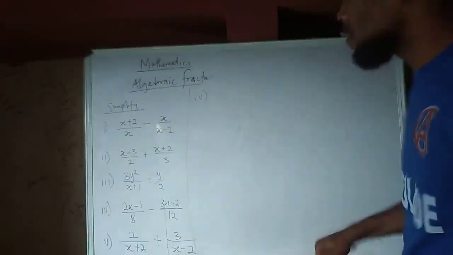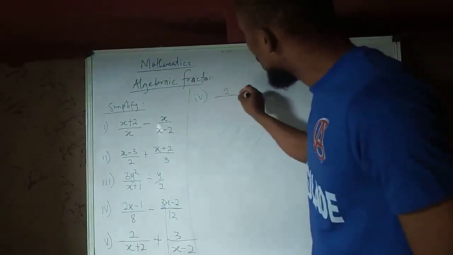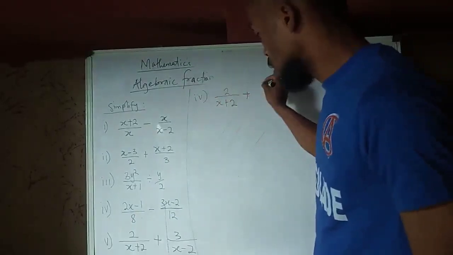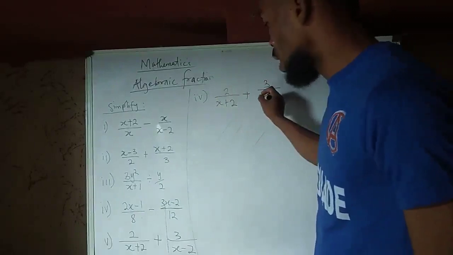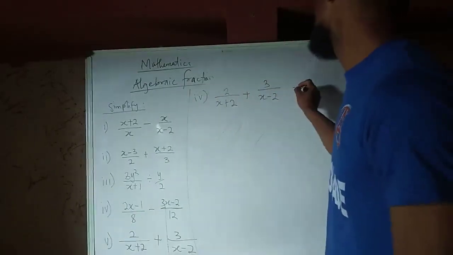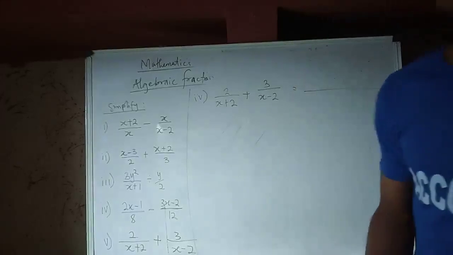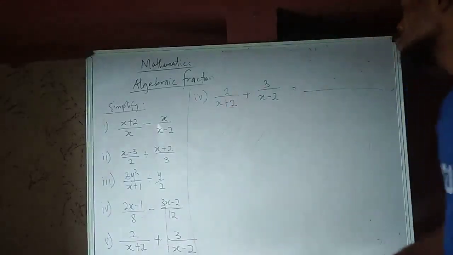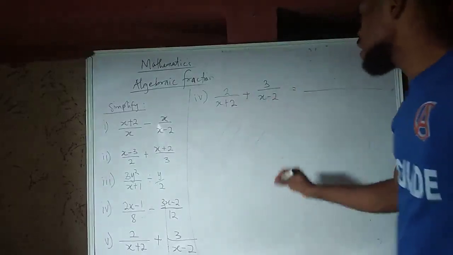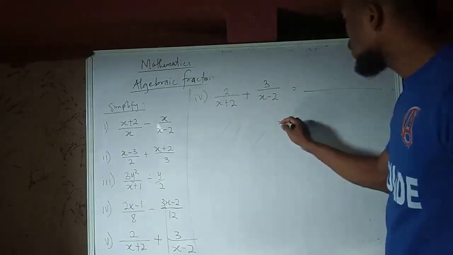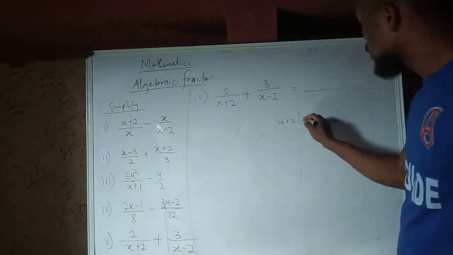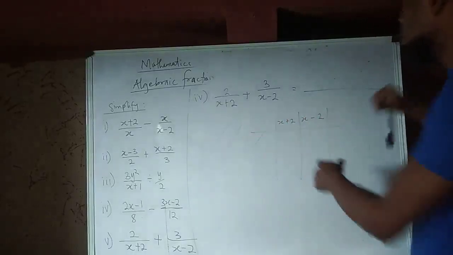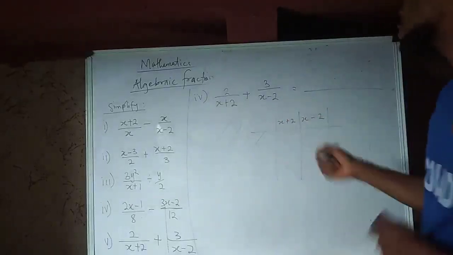Here we have 2 all over x plus 2, plus 3 all over x minus 2. What do we do? I know you probably guessed it right that we are going to be looking for the LCM. Yeah, that's what we do. The LCM of x plus 2 and x minus 2. Let me show you. x plus 2, x minus 2. Let's get the LCM.